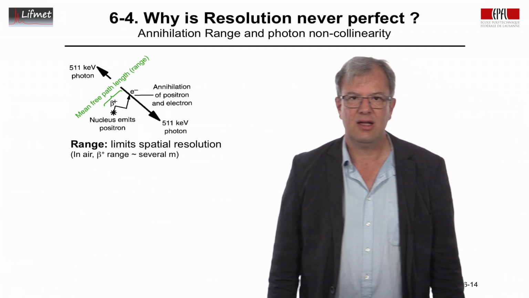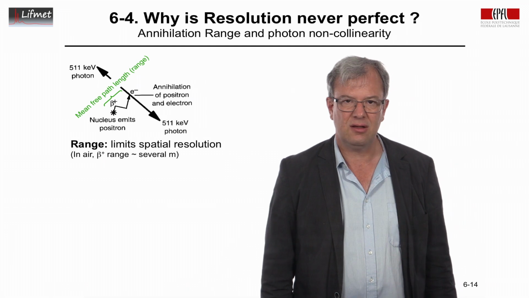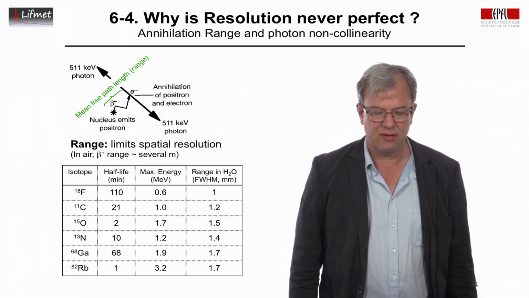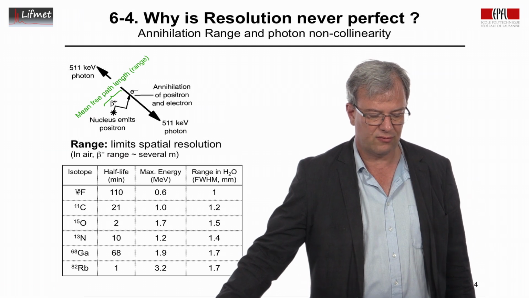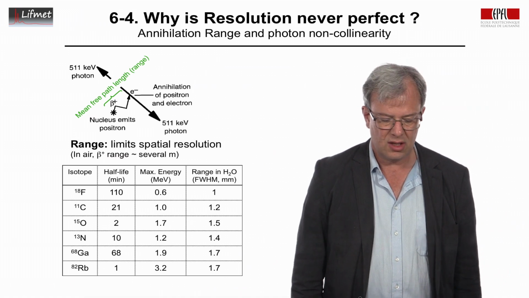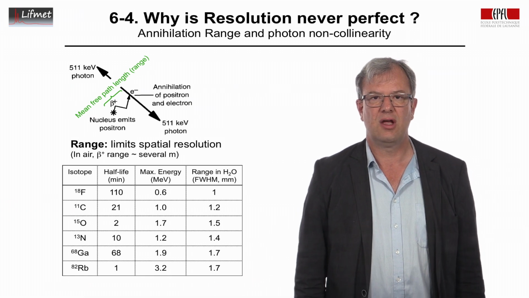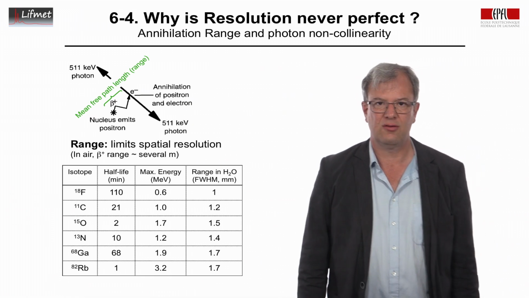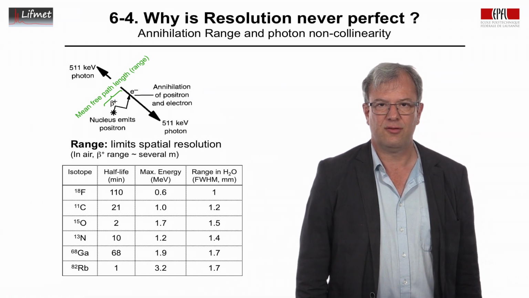Let's give us some idea. In the air, if you have a positron emitter, the positron range is actually several meters, so it is quite long. But if you look now in water, and here I've plotted on this table a number of isotopes. We'll start out with the most ubiquitously used, the fluorine-18. It has a half-life of roughly 2 hours. The kinetic energy of the positron is roughly 0.6 megaelectron volt, and the range of the positron in water is roughly a millimeter.